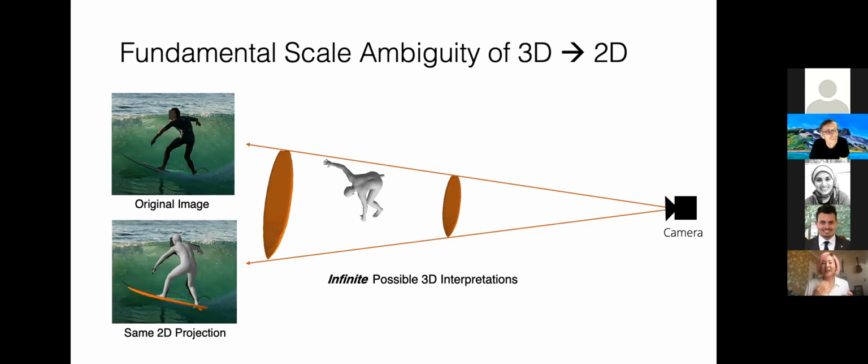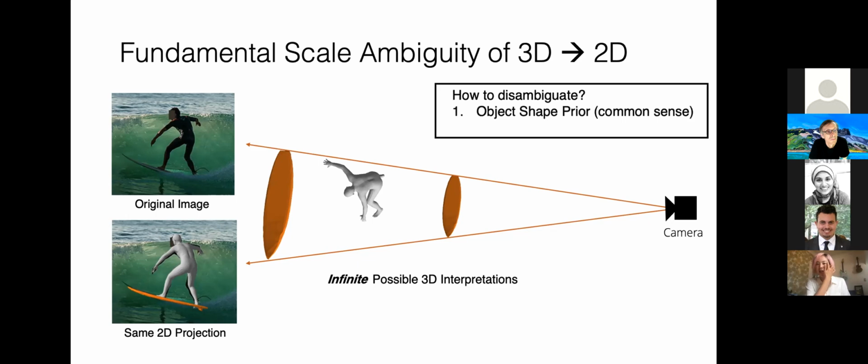So how do we really disambiguate this? If you're only looking at the objects alone, it's very difficult to disambiguate. But as humans, we can do this very easily, and I'd say it's because of two cues. First, we have a common sense object prior. Surfboards are not 10 meters or 10 centimeters. So there are some expectations of what surfboards are like.